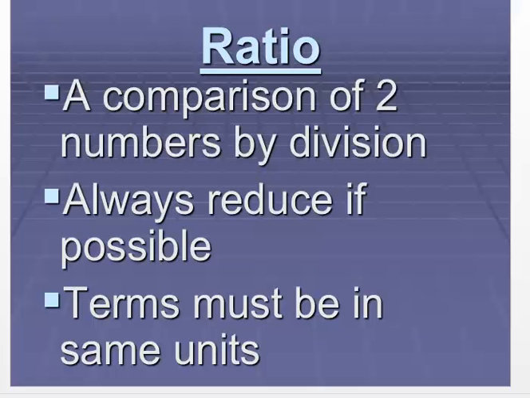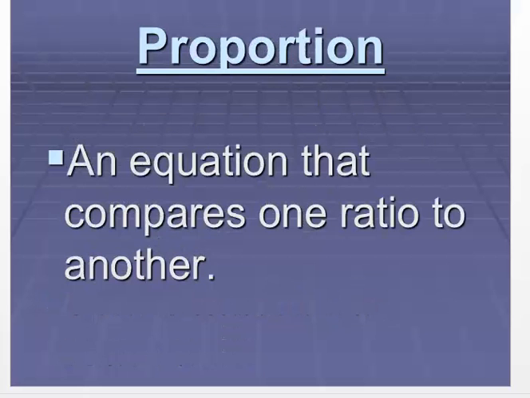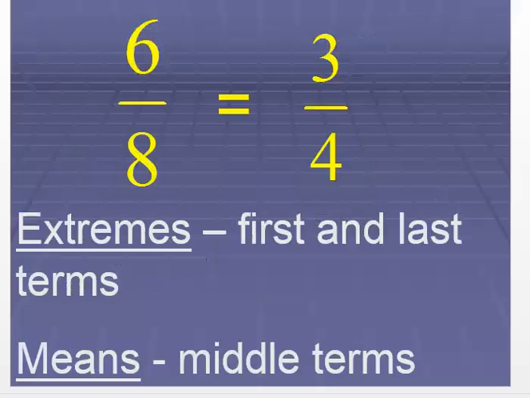A proportion is an equation that compares one ratio to another, so it sets our two ratios, our two fractions, equal. So this is what a proportion looks like. This one says 6 over 8 equals 3 over 4. The extremes are the first and last terms. So these, first, last, these are what we call extremes. And the means are the middle terms. So 3 is a mean and 8 is a mean. So the extremes are the outer terms and the means are in the middle.